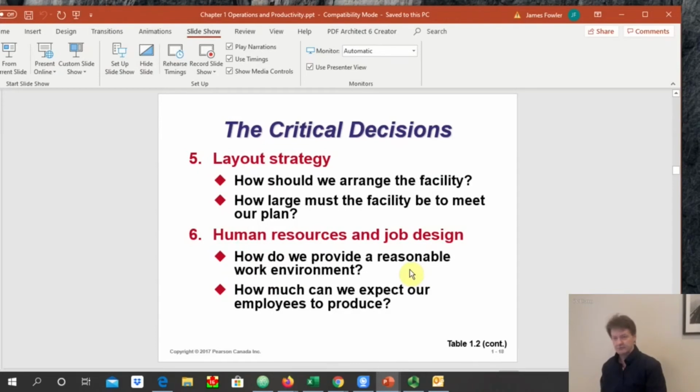The layout strategy, really important. So once you've decided on the location and the size of your facility, how should we arrange this? How large must the facility be to meet our plans? And human resources and job design, how do we provide a reasonable work environment for people? And how much can we expect our employees to produce?